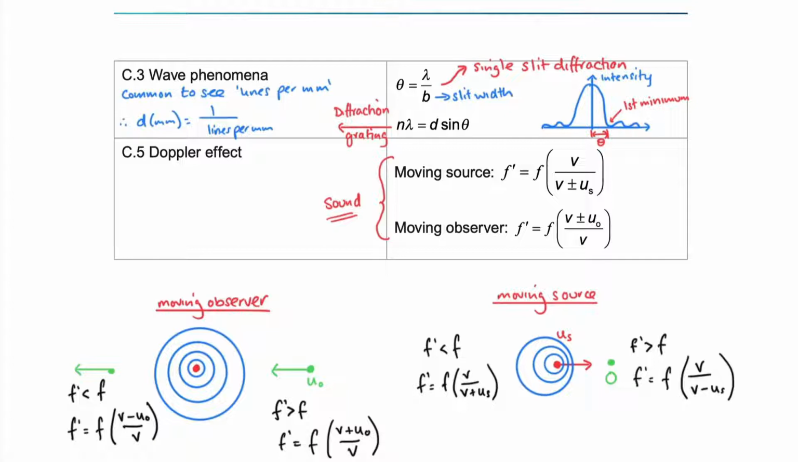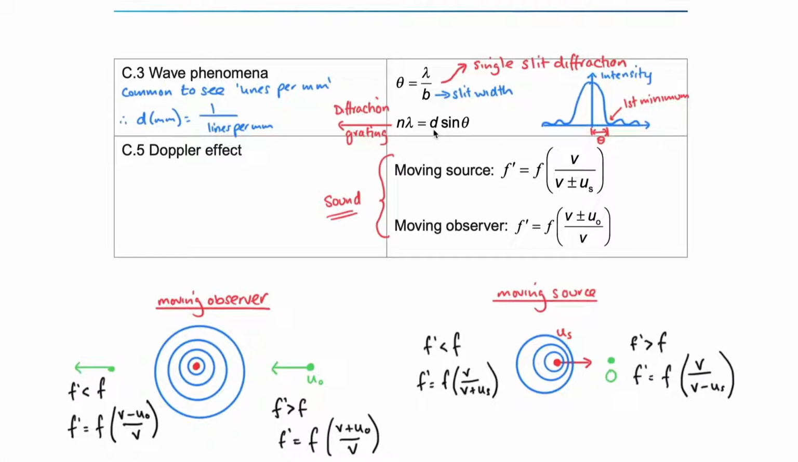Tip number 5 is really simple, but sometimes you just need a little reminder what the equations are actually used for. So for example, in C3 wave phenomena, I need a little reminder that this equation is only for single slit diffraction. And this equation is only for diffraction gratings. And these equations in Doppler effect are only for sound.